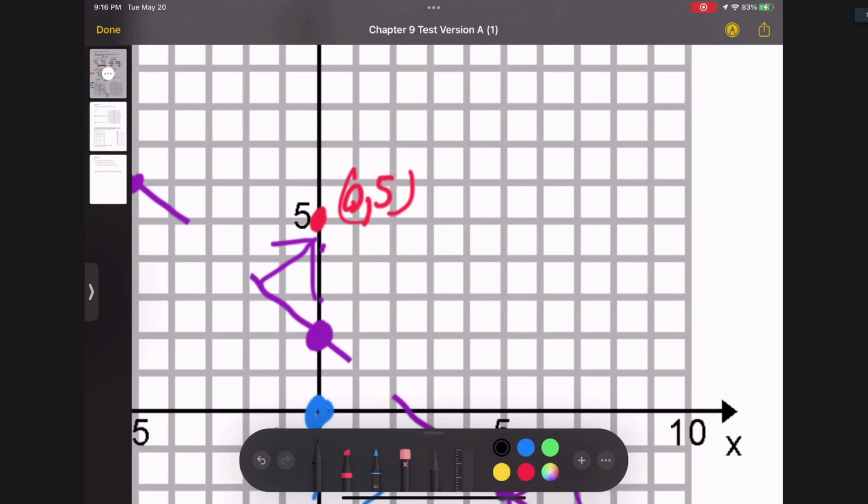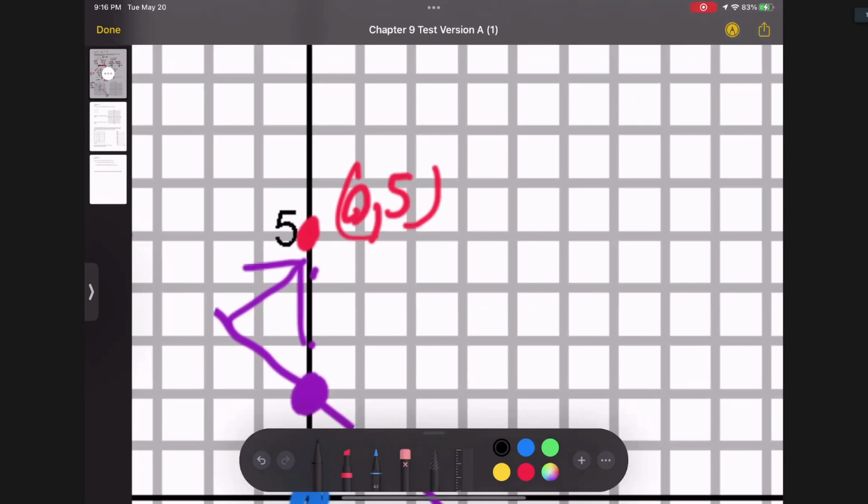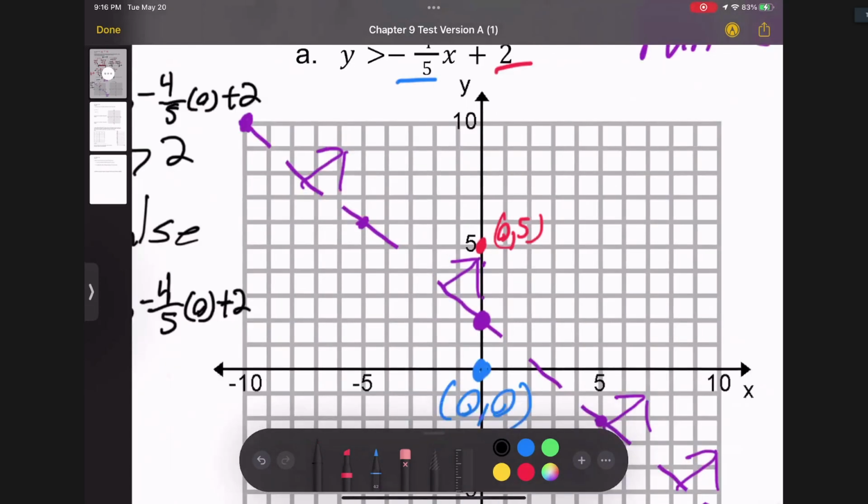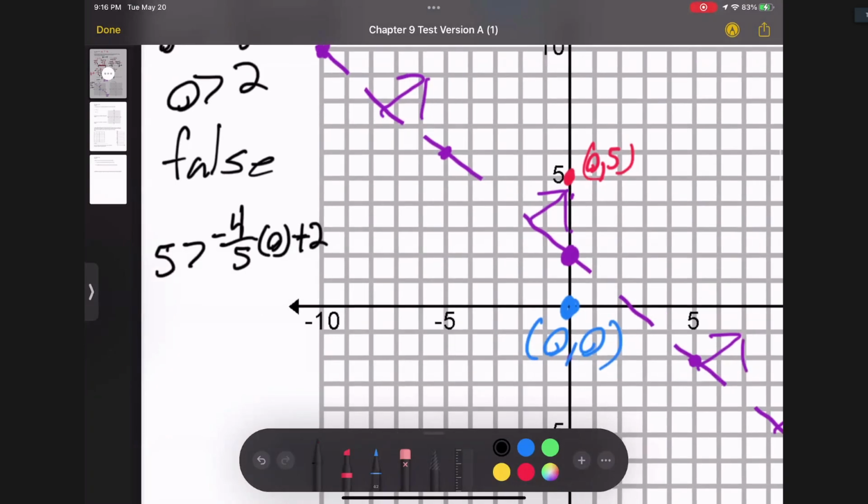I'm not going to be choosing a complicated fraction, anything like that. I'm just going to pick really nice numbers. 0, 5 is a nice point. Sorry, not sure if you heard that. So we got 0 times negative 4/5. Negative 4/5 times 0 is going to be 0. That's just 0. So we have 2 on the right side and we got 5 on the left side still.